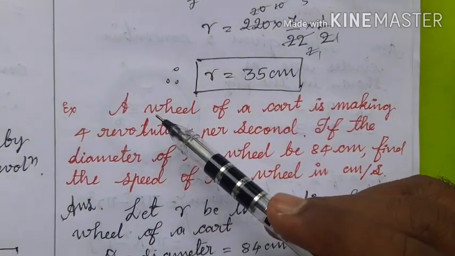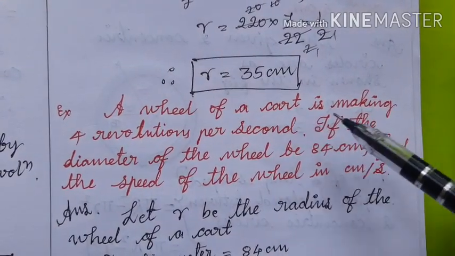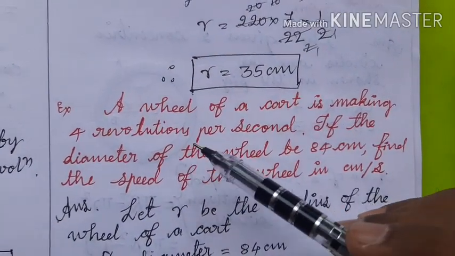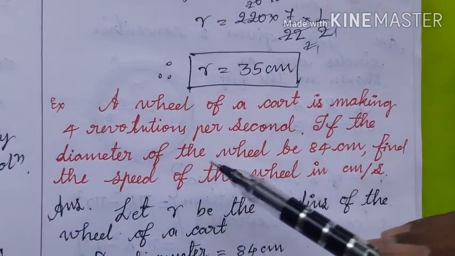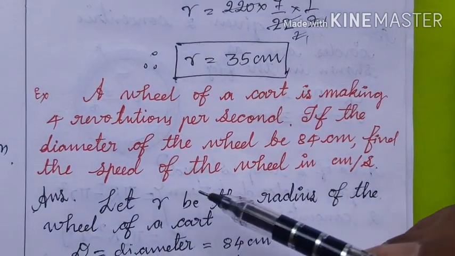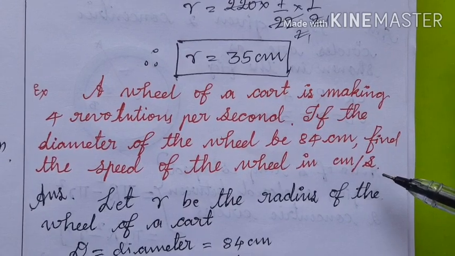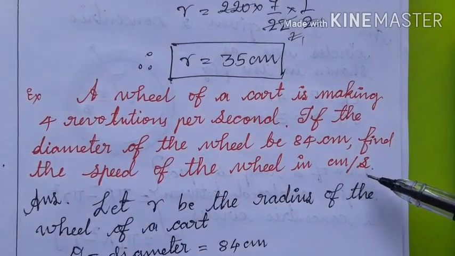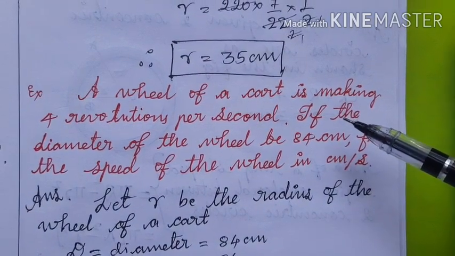Let us see one more example, children. A wheel of a cart is making 4 revolutions per second. If the diameter of the wheel be 84 centimeter, find the speed of the wheel in centimeter per second. Let us properly understand and analyze this question.